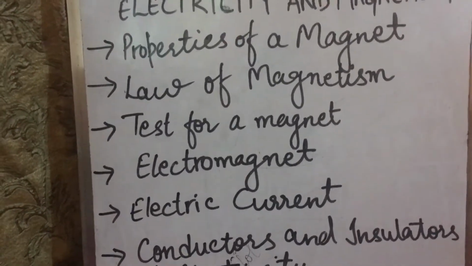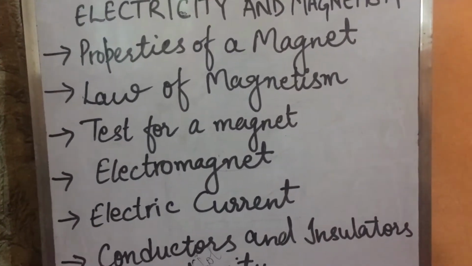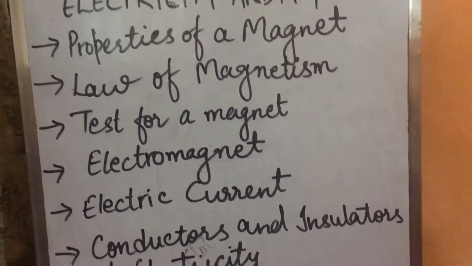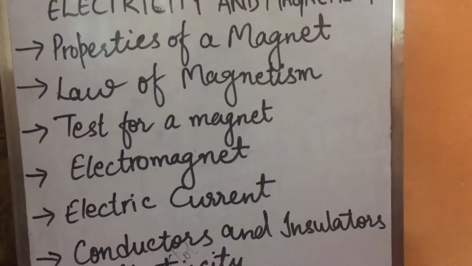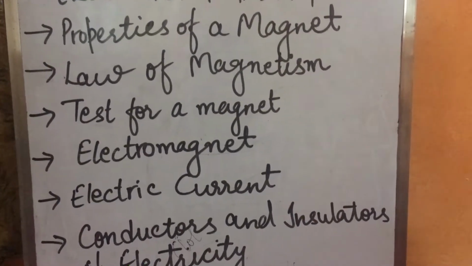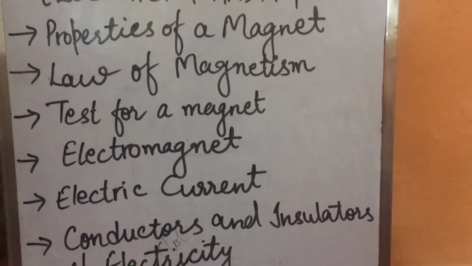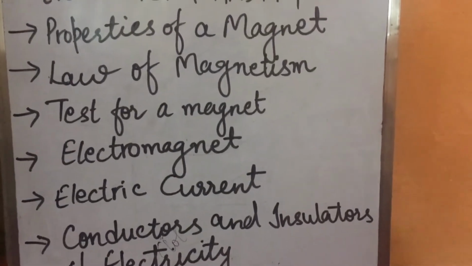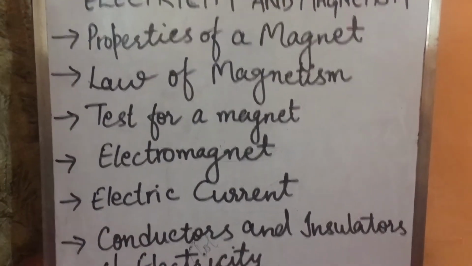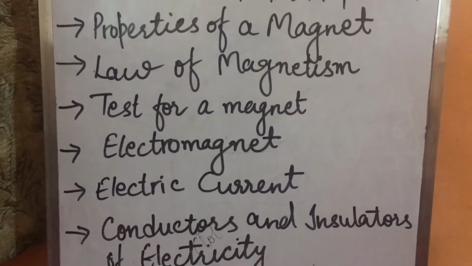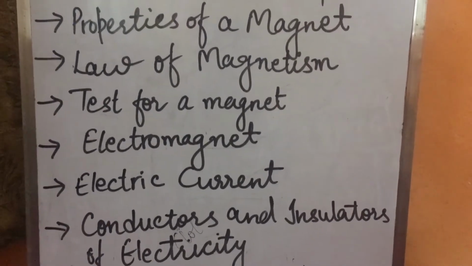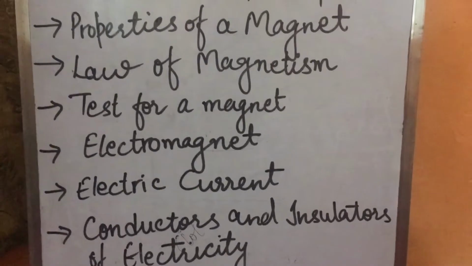Next, the last property of a magnet is magnetic induction. What is magnetic induction, children? The property of producing temporary magnetism, not permanent, in a magnetic substance due to the presence of a magnet near it is called magnetic induction. Whenever magnetism is temporarily produced in a magnetic substance when a permanent magnet is kept near to it, it is known as magnetic induction.